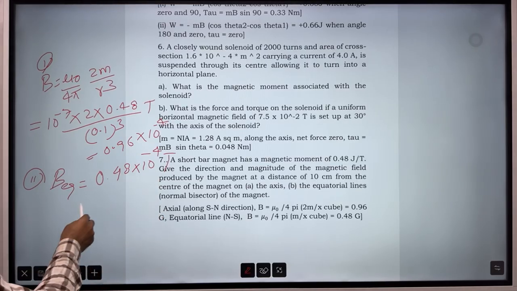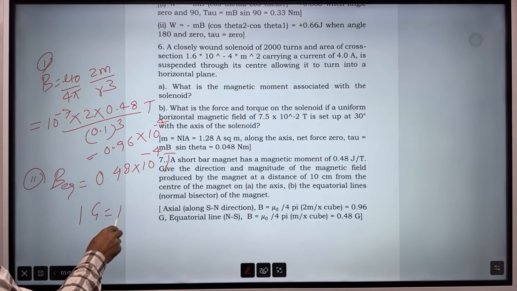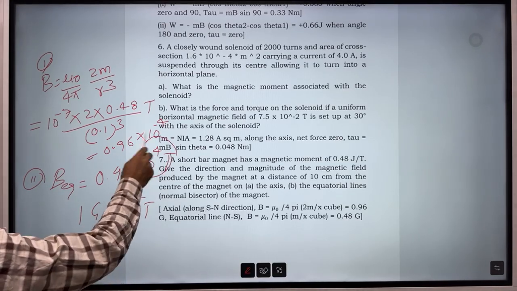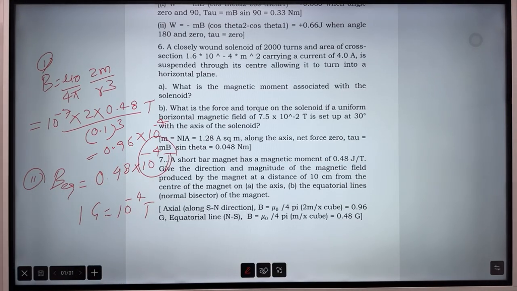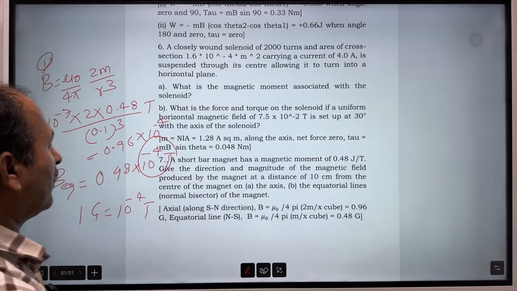You can also write, if you remember, 1 gauss = 10^-4 tesla. So in terms of gauss, these negative powers will be removed and your answers will be 0.96 gauss and 0.48 gauss. So this is how chapter 5 is over.